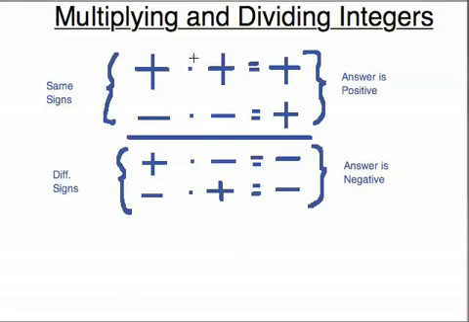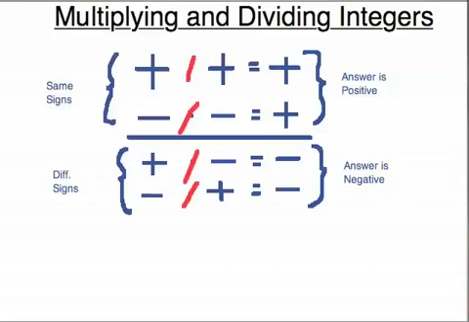I can change these to division signs, and the rules still apply. A positive divided by a positive is a positive. A negative divided by a negative is a positive. A positive divided by a negative is a negative. A negative divided by a positive is a negative. So if the signs are the same, the answer is positive. If the signs are different, the answer is negative.